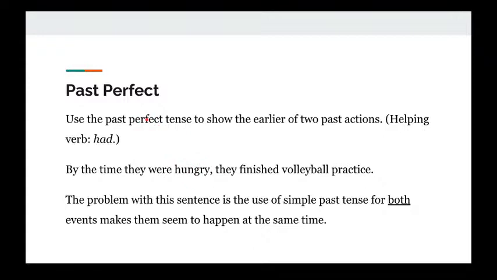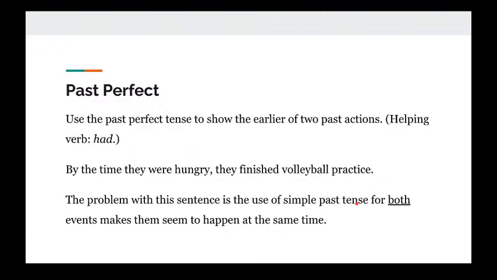So also now we're going to the past perfect. Use past perfect tense to show the earlier of 2 past actions, and the helping verb here is had. So, by the time they were hungry, they finished volleyball practice. The problem with this sentence is the use of simple past tense for both events, and it makes them seem as if they're happening at the same time.